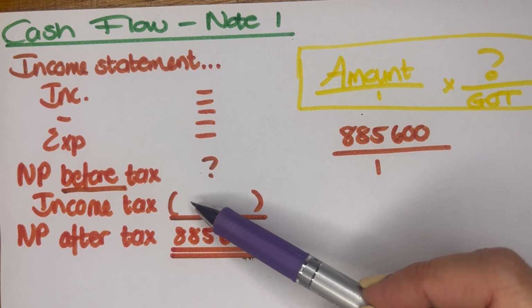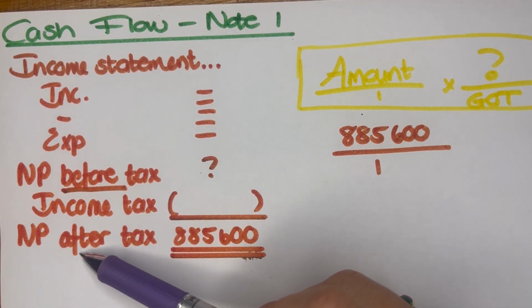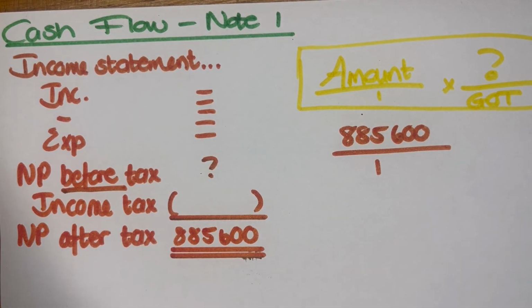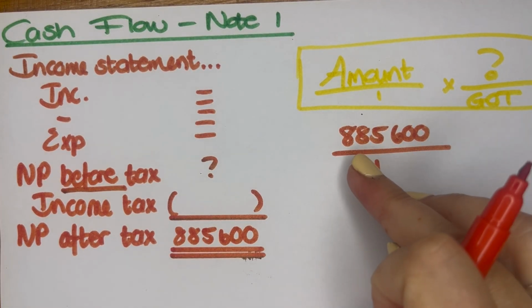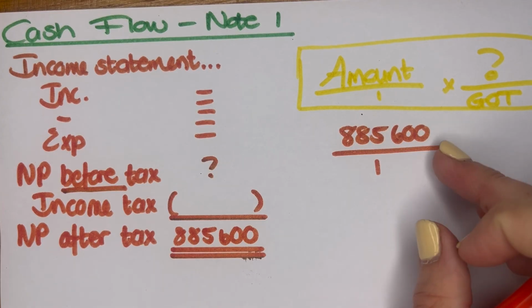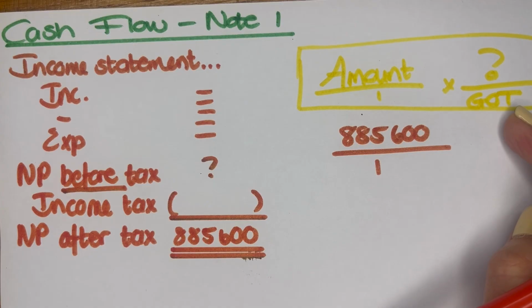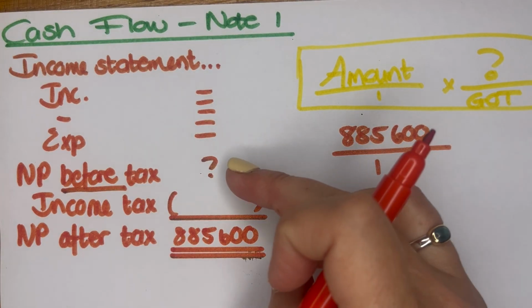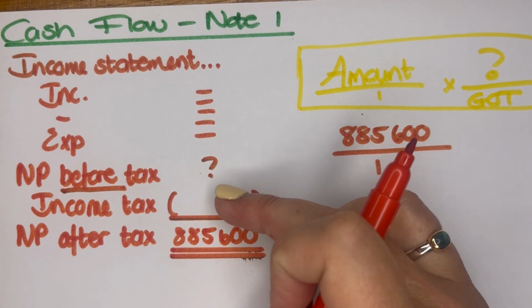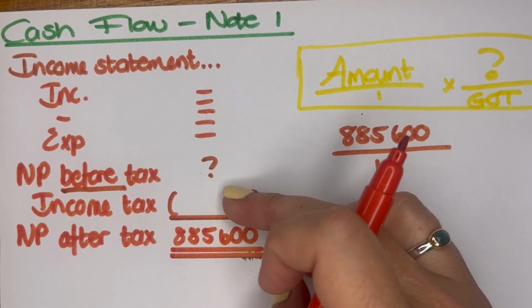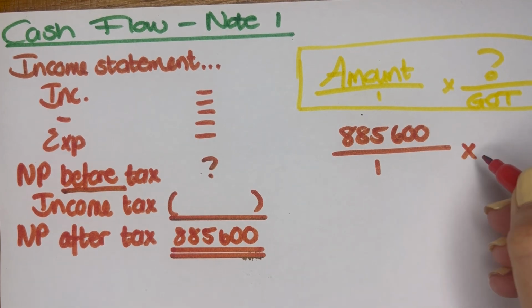And then income tax, we don't have. We only have the net profit after tax. And then always in the IAB paper, they tell you the percentage of this income tax, which was 28% for this exercise. So if I take my 885,600, I'm going to use my formula from grade 9, what do I want over what I've got, to calculate what the before tax was. You can even calculate the income tax and then just put it back in if you want to go the longer route, but I'm going to take a shortcut.